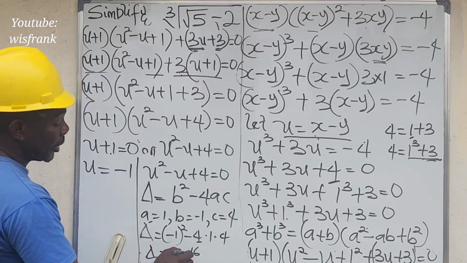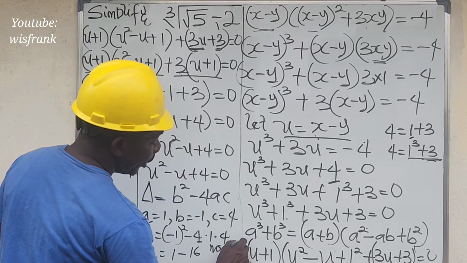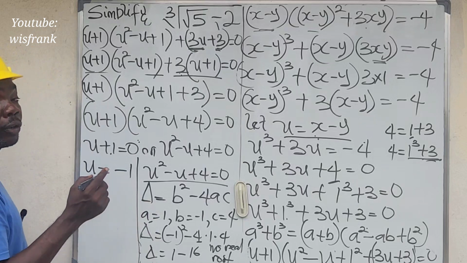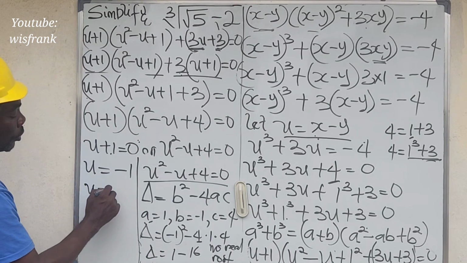So it's going to be rejected. So it has no real root for this other side. They have no real root. So what we are going to concentrate on is u equals to minus 1.